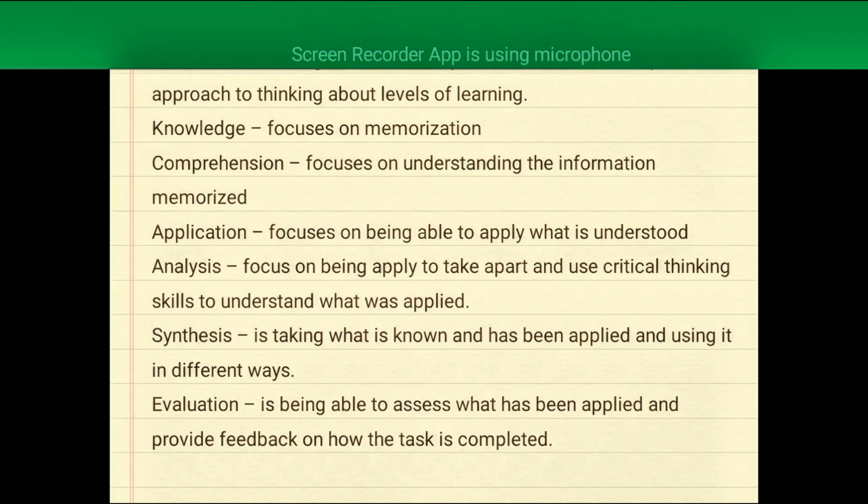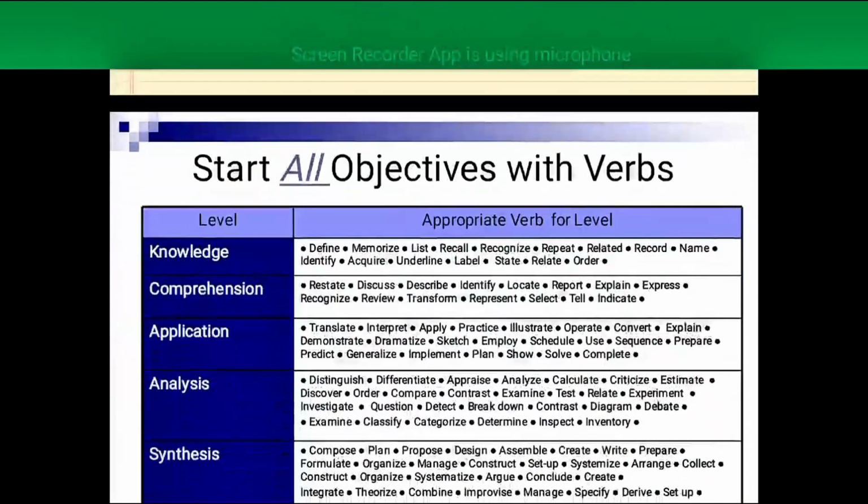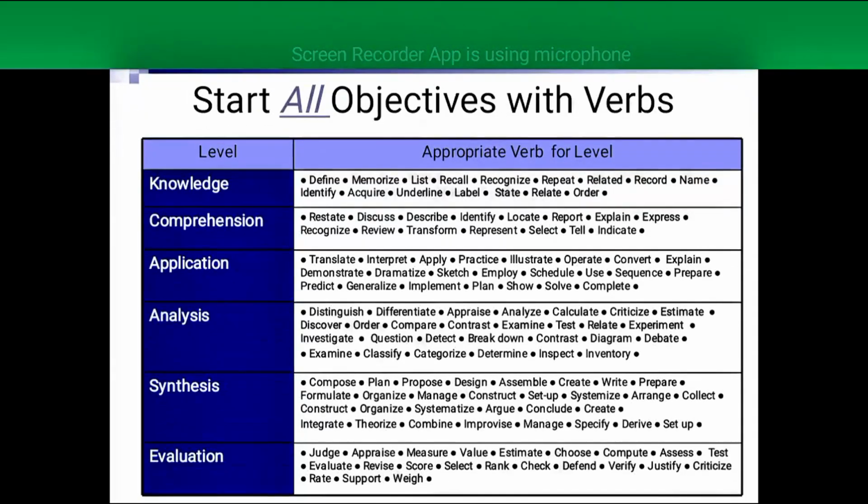Number 5, synthesis, is taking what is known and has been applied and using it in different ways. Number 6, evaluation, is being able to assess what has been applied and provide feedback on how the task is completed. Start all objectives with verbs. So these are the verbs of these 6 levels.